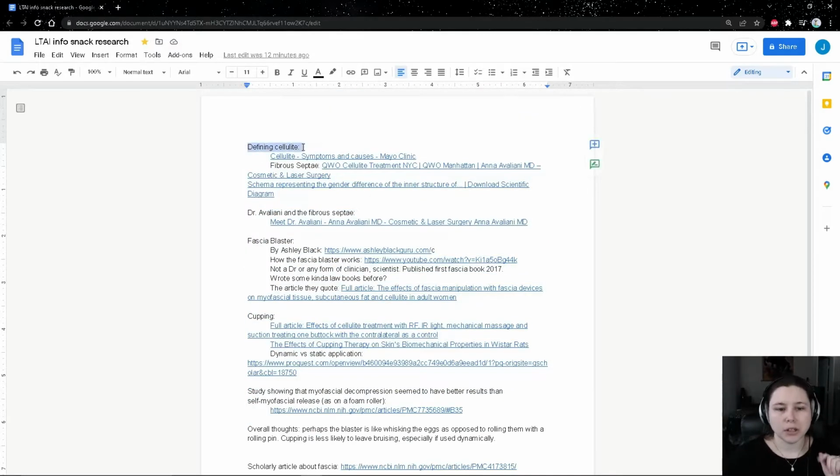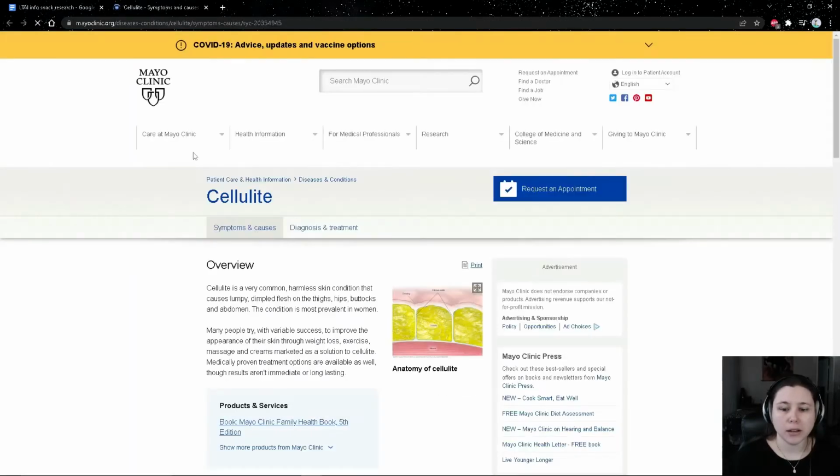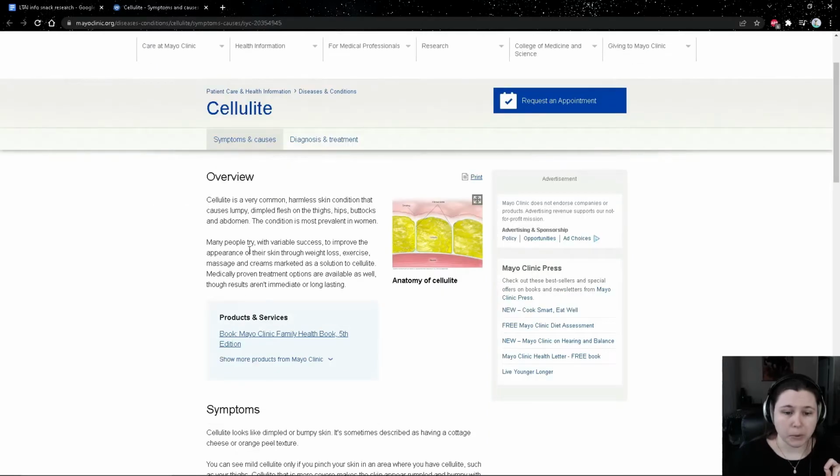So first thing we're going to do is define cellulite. What is cellulite? So this is from the Mayo Clinic. We're going to click over to that, and you can see here on their website overview, cellulite is a very common, harmless skin condition that causes lumpy, dimpled flesh on the thighs, hips, buttocks, and abdomen. The condition is most prevalent in women. Many people try with variable success to improve the appearance, etc., etc.